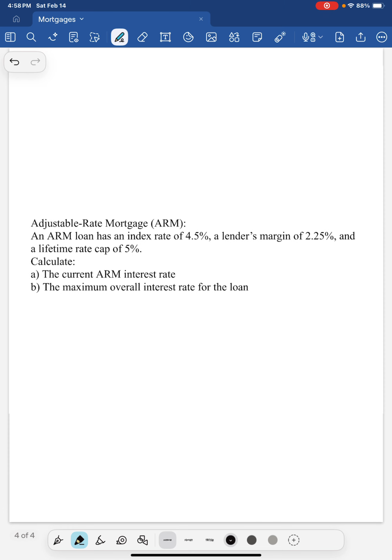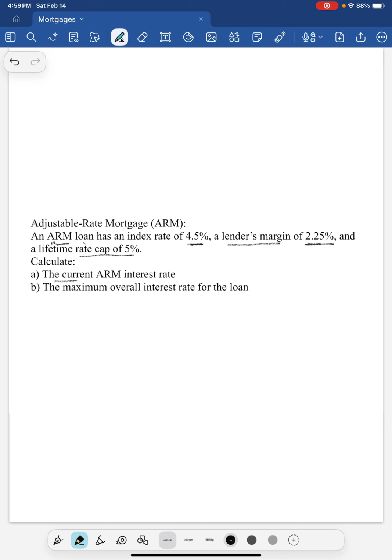Okay, last thing we're going to look at is adjustable rate mortgage. I want to give you some life advice and tell you to avoid this if you at all can, because this means your mortgage rate will change, and that means your payment will change, and it can change fairly drastically depending on what you have agreed to with your adjustable rate mortgage, okay? But what we're going to do here, it says an ARM, which is adjustable rate mortgage loan, has an index rate of 4.5, a lender's margin of 2.25, and a lifetime rate cap of 5%.